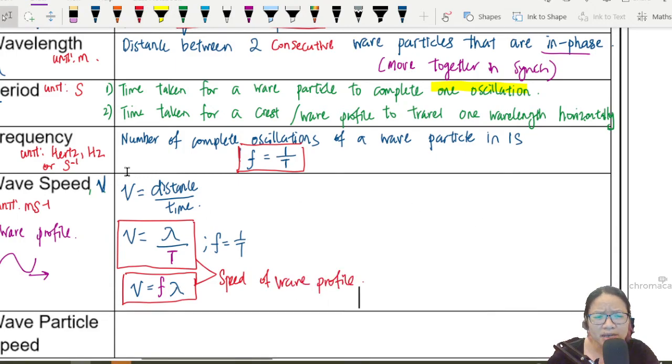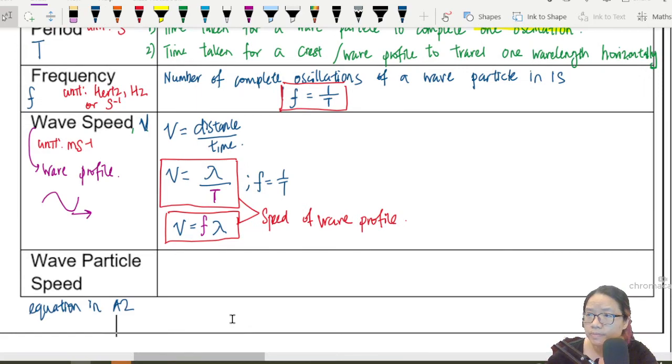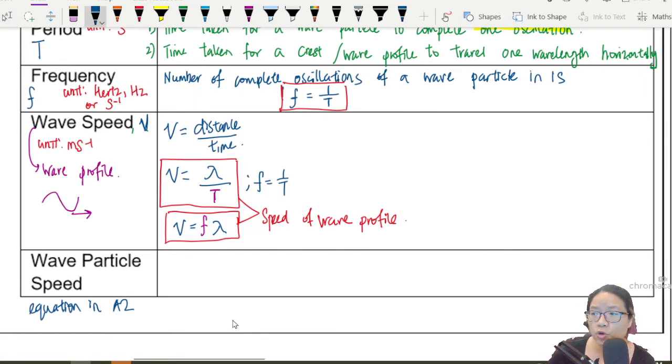And now you might be thinking, but miss, what about the particle? The particle is moving, right? And I'll say, yes, the particle is moving. So the wave particle speed, the actual equation is in A2. The equation for your wave particle speed is in A2. But what you need to know for your AS is, are there any important points where we can tell the speed of the wave particle?